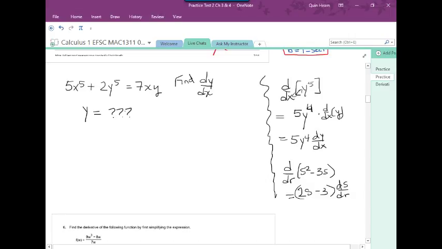Where did the 4 come from on the power of y? Because remember, the power rule says that you take the power out front and subtract 1 from it.